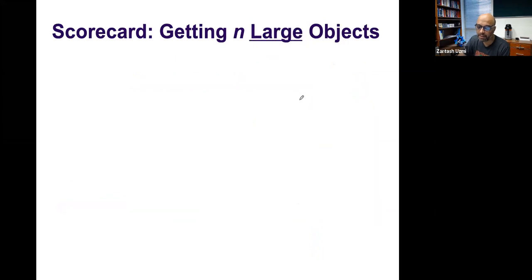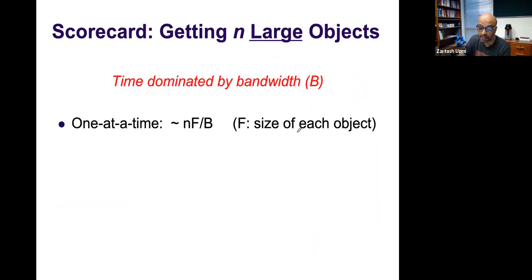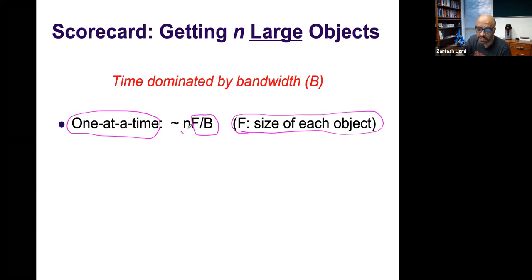But what would happen if you have large objects? If you have large objects, then the time is dominated by the bandwidth. If you get the objects one at a time, then if the size of each object is F, which is reasonably large, then F over B is the transmission time for one object. ये एक के लिए लगेगा, and then you multiply this by n because you have n large objects.